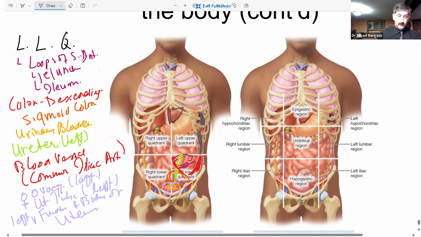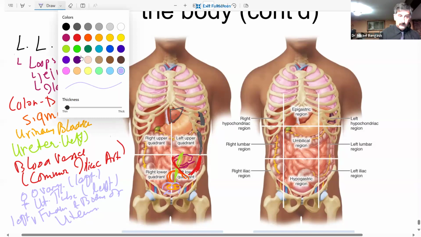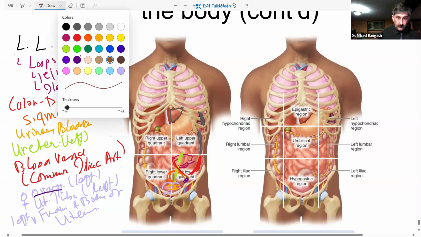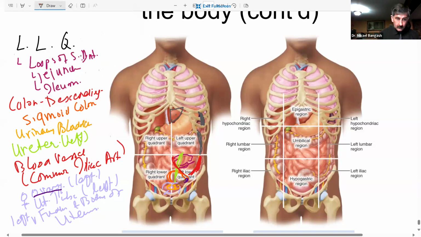In the left lower quadrant, where we can say, over here is where you will have the ovary, and yes, you can see this will have been the uterine tube or the fallopian tube.